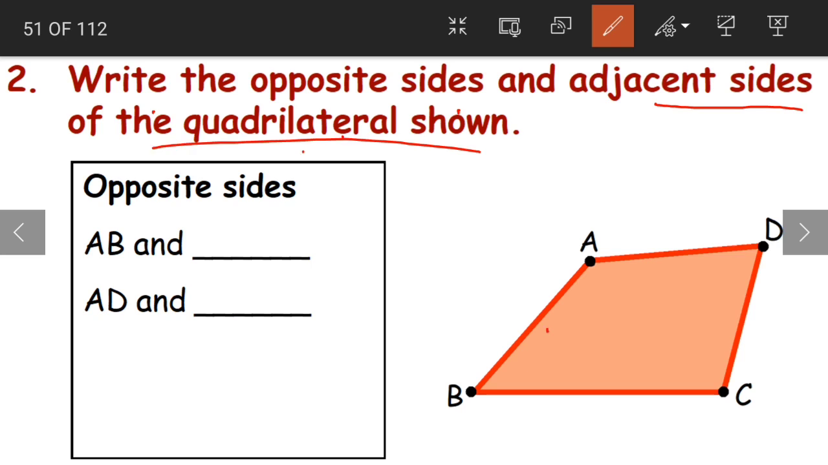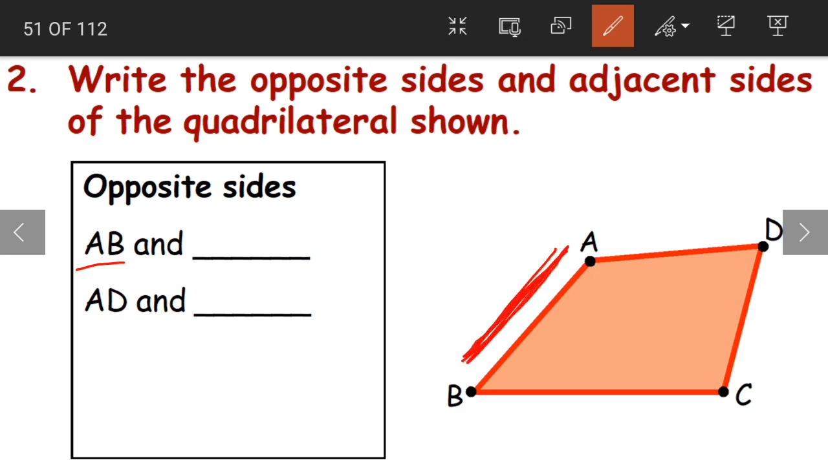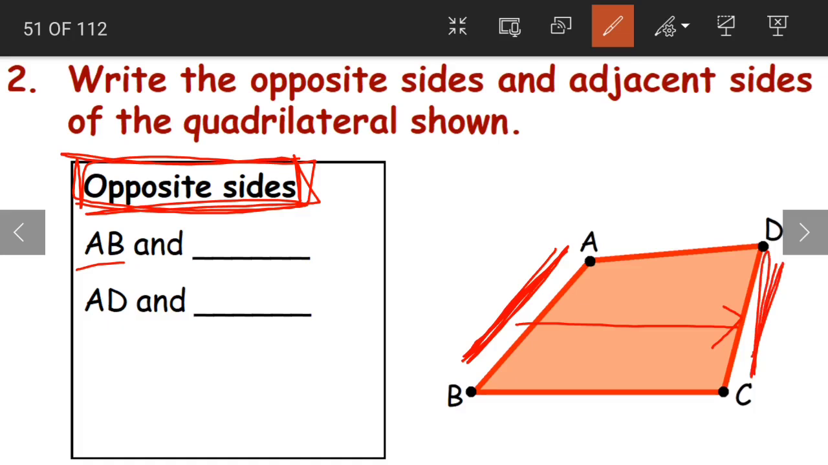So for this quadrilateral ABCD, we have to write the opposite sides and adjacent sides. Coming to opposite sides, one side is already given, that is side AB. So for AB, we need to find what, children? We need to find the opposite side. So the opposite side of AB would be side DC. It is not sharing a vertex. AB and DC do not have a common vertex, so they become our opposite sides.